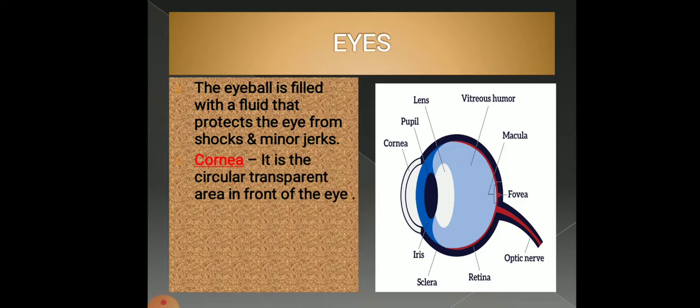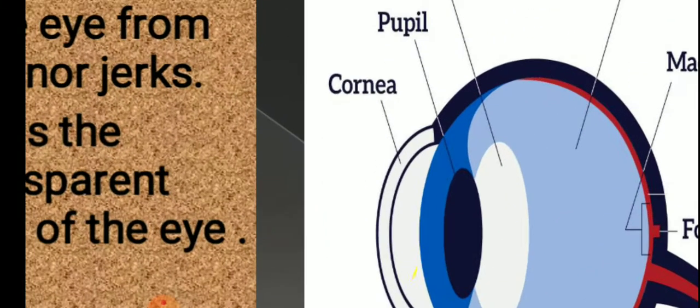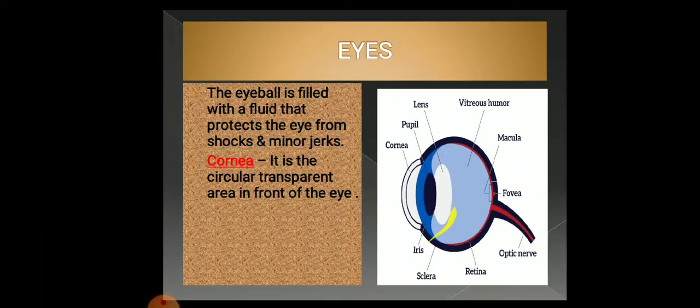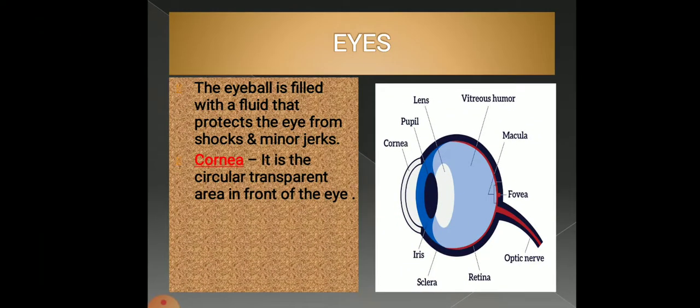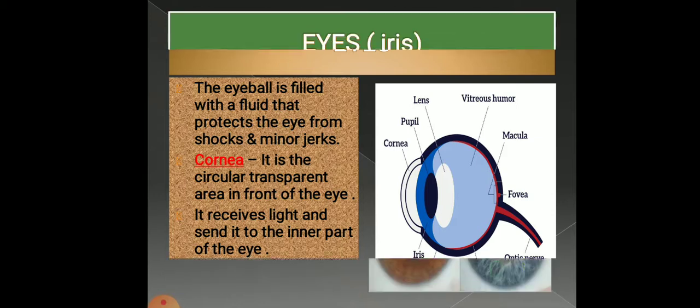Then cornea. So what is cornea? You can see in the picture, this is cornea. It is the circular, C-shape transparent area present just in front of the eye. It is transparent. Got it? And through it, it receives the light and sends it to the inner part of the eye. Got it? इसी से हमारे आँखों में रोशनी हमारी आई के अंदर जाती है.